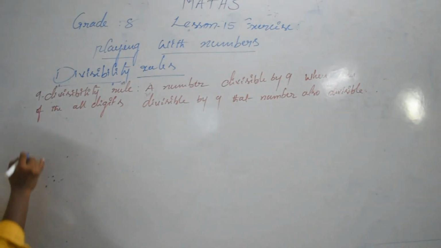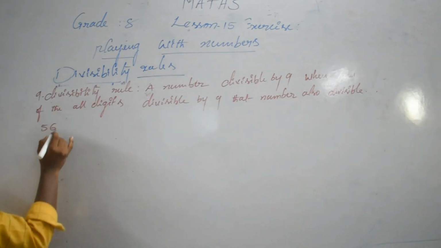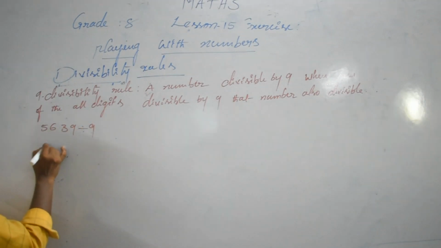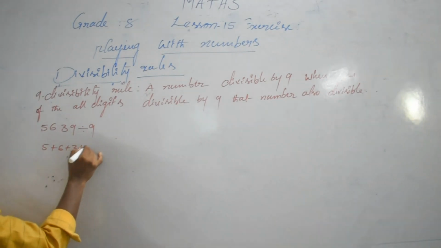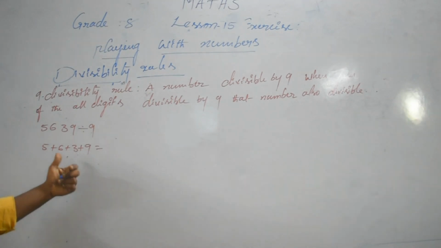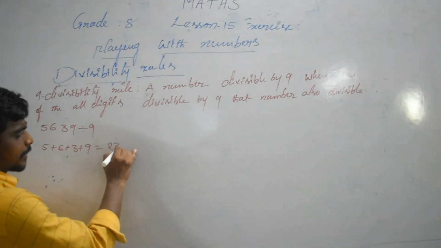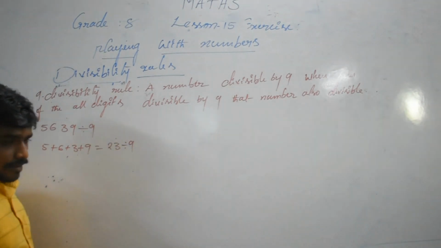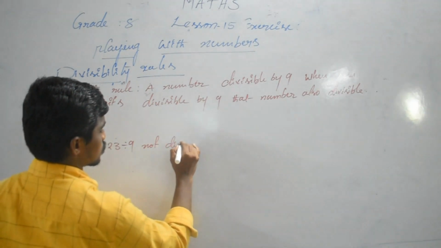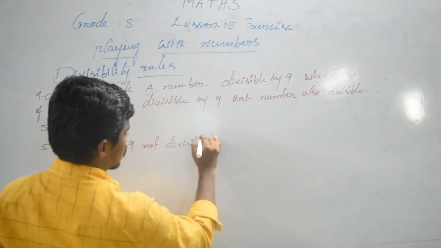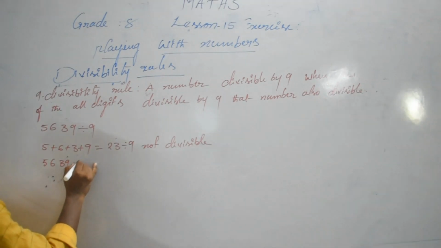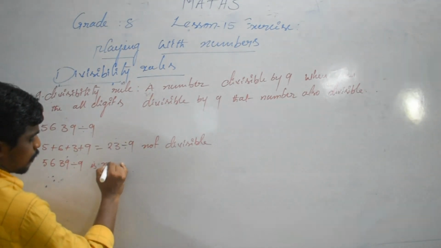So here, 5639 divided by 9. 5 plus 6 plus 3 plus 9. How much? 5 plus 6, 11, 11 plus 9, 20, 20 plus 3, 23 divided by 9. Divisible or not divisible? Not divisible. So 5639 divided by 9 is not divisible.